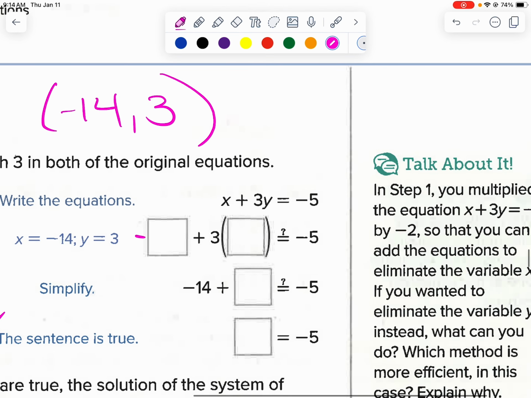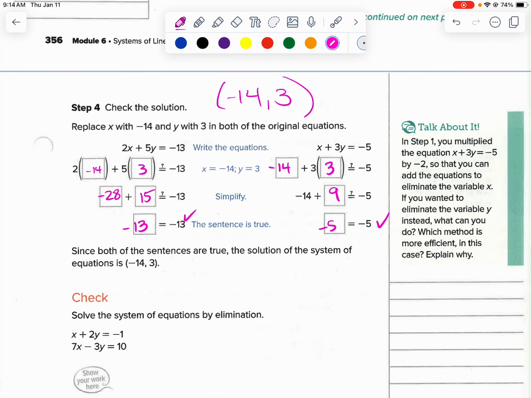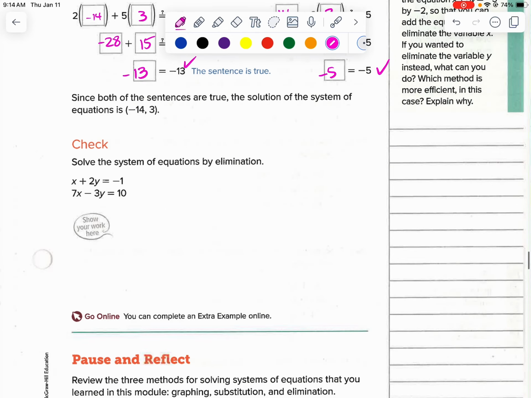Over here, -14. This would be 3, that's 9. And that would get me -5, that works. So yes, that is the correct answer. So let's do it one more time.